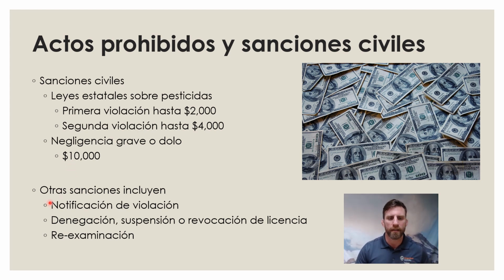And then you've got a variety of other penalties that the Oregon Department of Agriculture can enforce on you. That includes a notice of violation, which is just a written note that you have done something wrong associated with pesticide application or pesticide use. There is license denial, suspension or revocation, so they can take your pesticide applicator's license away. They can also make you do re-examination. So these are the penalties associated with pesticide misuse.